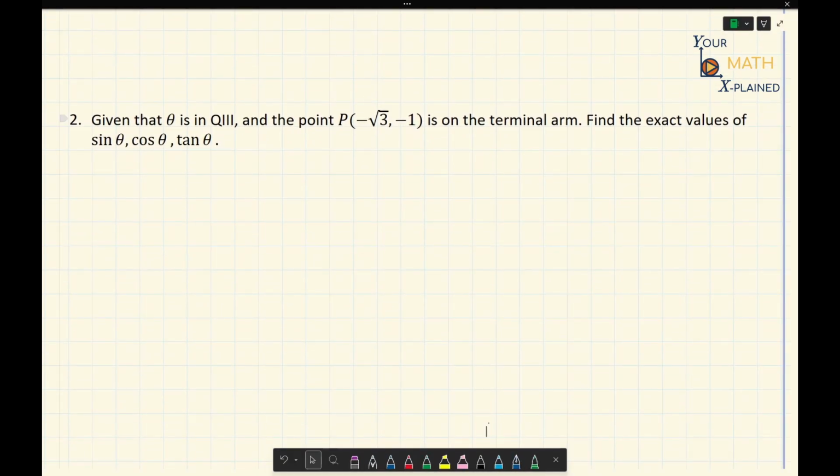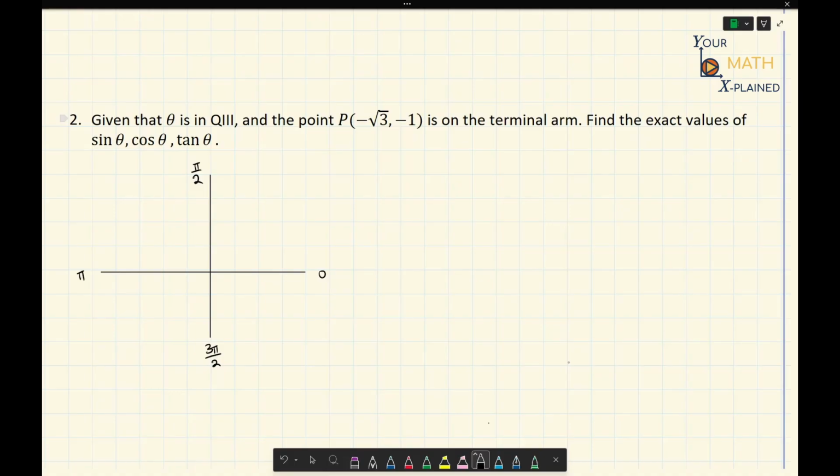For our next question, we're given that our angle theta is in quadrant 3. And the point P has the coordinates -√3, -1, and it's on the terminal arm. We want to find the exact values of these 3 trig ratios. So again, we're going to start by drawing our x and y axes. We're going to place our labels, so that's 0, pi over 2, pi, and 3 pi over 2.